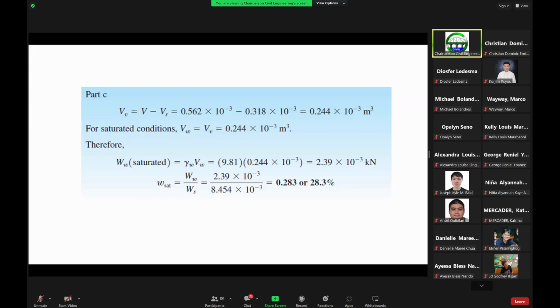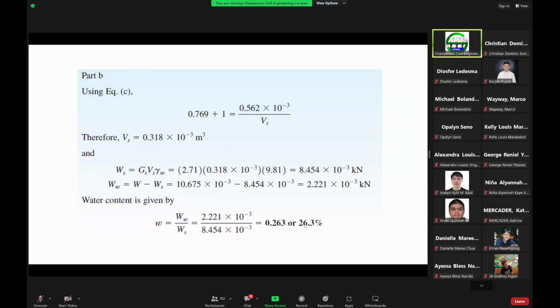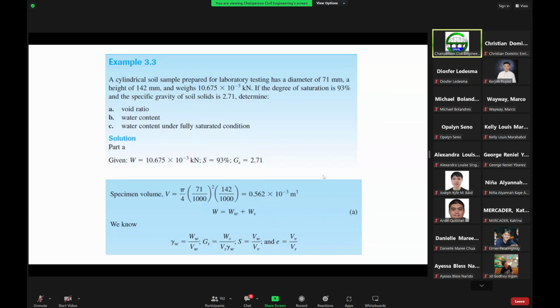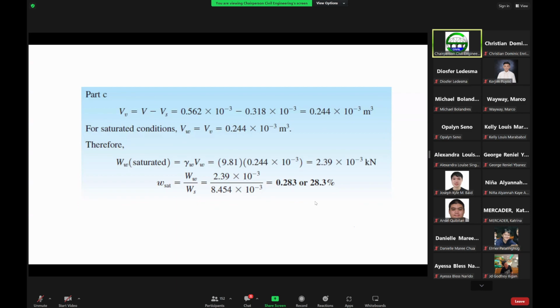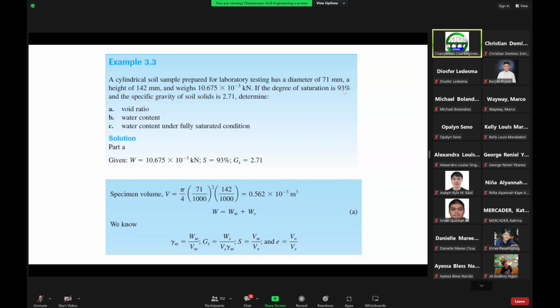So that means if you divide the 26.3% moist water content by this 28.3%, that will give you about 93%. You can try. Divide 26.3 by 28.3 and it will give you roughly 93%. This is the degree of saturation. So at least you can check your answer, no?